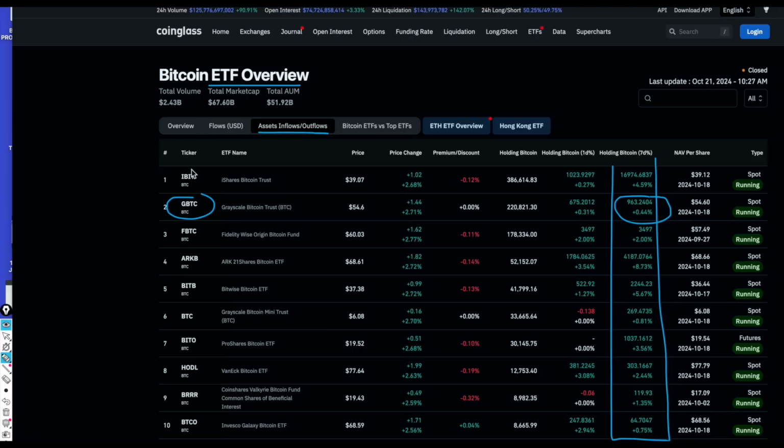If you look at the number one ETF, which is the BlackRock Trust here, you can see the amounts going through are incredible, 16,974 Bitcoins. And in Grayscale, instead of bleeding, it's actually now in positive territory, just under 1,000 going in there, despite the high fees.